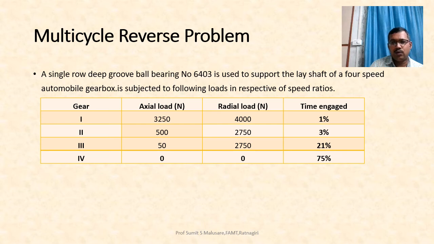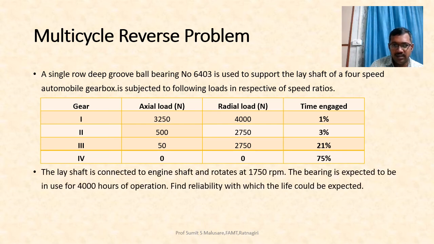What is the total time throughout the working? It is only 1%. Similarly for gear 2, gear 3, gear 4, all the data is given. The lay shaft is connected to the engine shaft and rotates at 1750 rpm. The bearing is expected to be in use for 4000 hours of operation. Find the reliability with which the life could be expected.